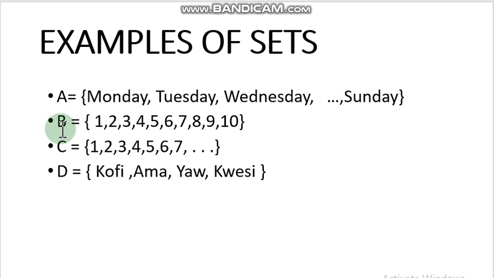Now the second one. Set B is equal to {1, 2, 3, 4, 5, ...}. So these were the set of natural numbers from 1 to 10. The set of natural numbers from 1 to 10.